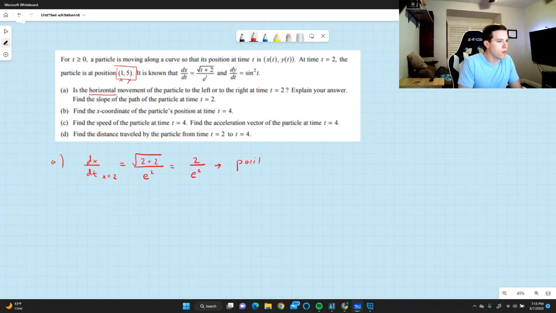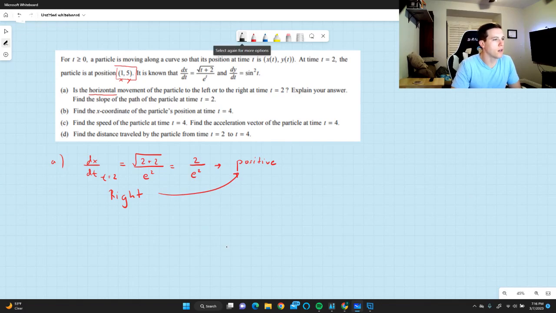So what does that mean if we have a positive rate for the x? That means we are moving to the right. Right means positive. So we are moving right because dx/dt at x equals 2. Sorry, that should not be x. That should be t equals 2. At t equals 2 it is positive, right? Because it's positive. That's it.